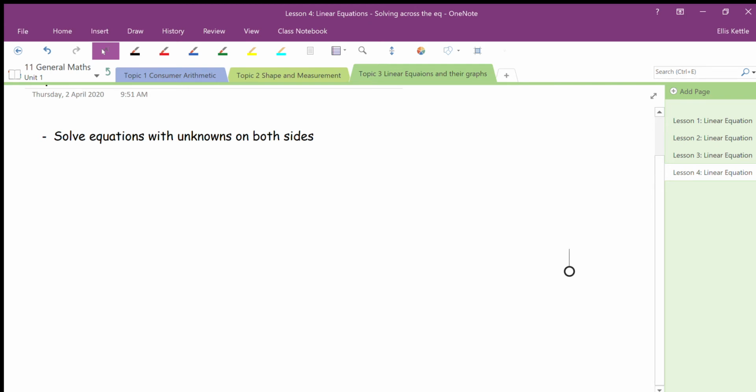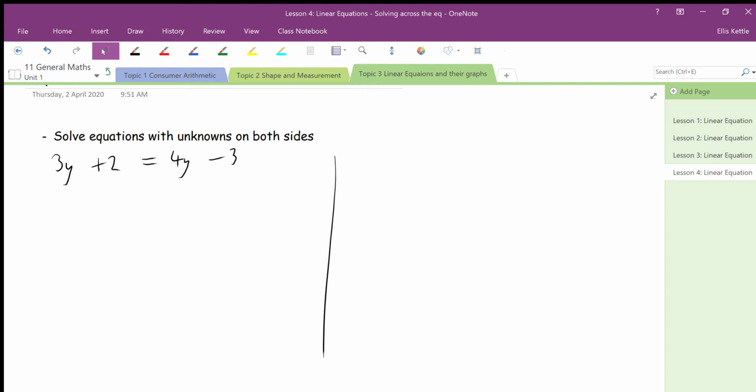Alrighty, so let's have a look at one. 3y plus 2 equals 4y minus 3. The problem here is that previously, I could look back and say there's only one x, or only one y, or one k. But I can't do that here. Why? Because I've got letters on both sides of the equation.